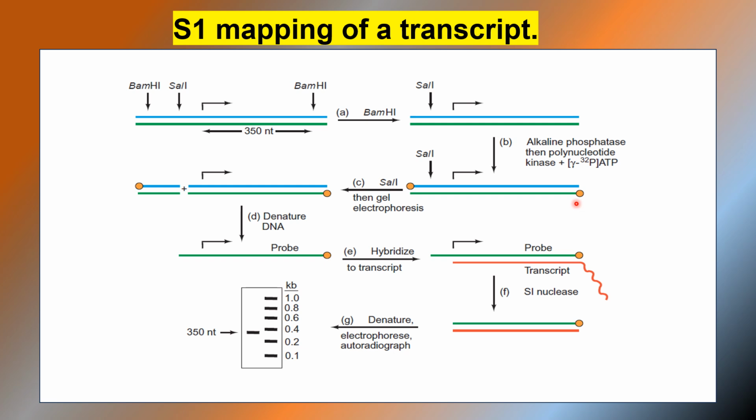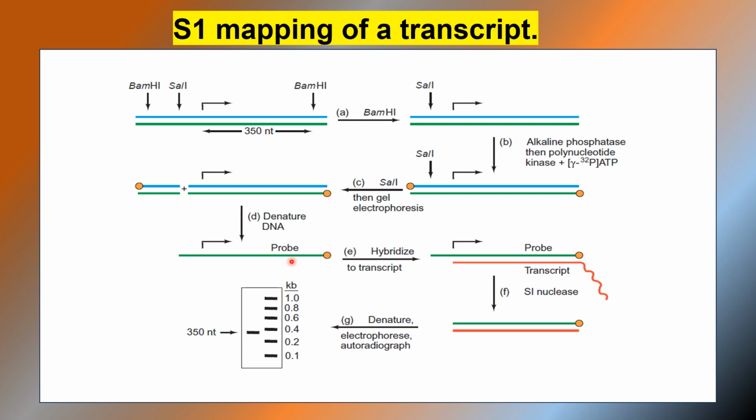The next step is digestion carried out by another restriction endonuclease, SalI. The restriction digestion is carried out and you will get these two fragments separated out. What was the point of this digestion carried out by SalI? This left fragment, we are not concerned about, but our main concern is this right fragment here. Once we denature this DNA, we'll get our probe, and that probe will be labeled at its 5' end. So that was our concern.